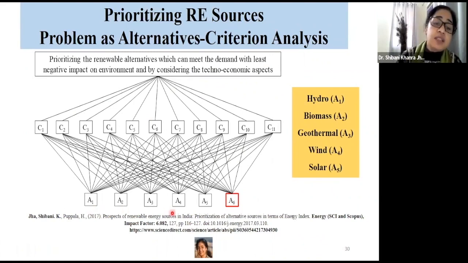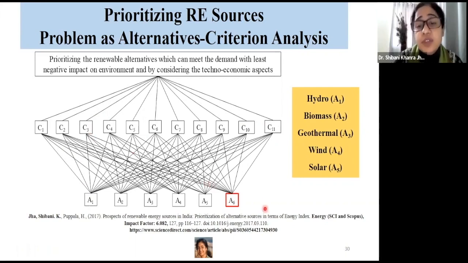Here at the bottom you can see the different alternatives A1, A2, A3, A4, A5, representing solar, hydro, wind, geothermal and biomass. On the top layer you can see C1, C2, representing the attributes or criteria considered here. Out of whatever we have discussed, 11 criteria are taken into consideration, and each alternative is evaluated based on these 11 criteria, and then ranked according to the aggregate outcome from this alternative-criteria analysis.